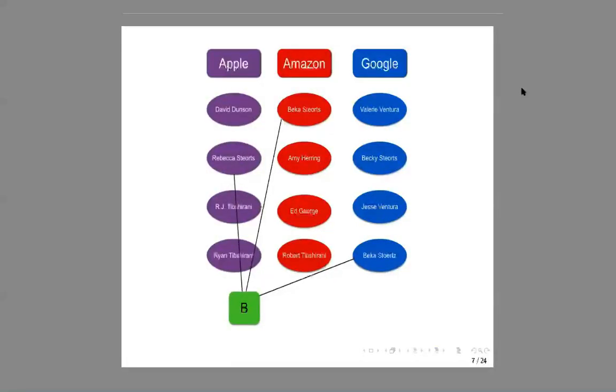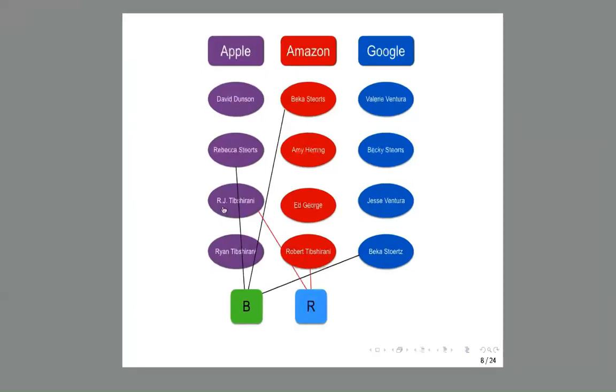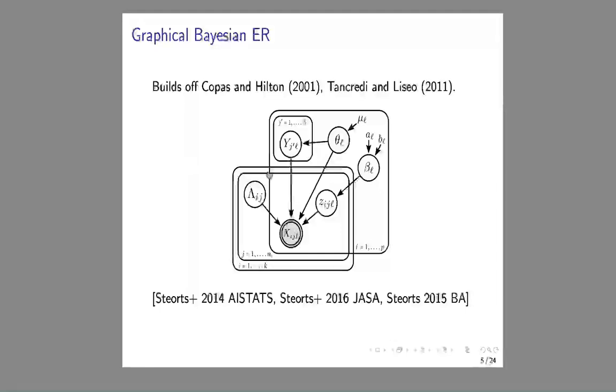So again, this is how we think about how this works. I'm going to cluster all the instances of myself to a latent entity B. And then I'm going to cluster all of the Rob Tibshiranis to a latent R to make sure I don't pick up this Ryan Tibshirani. And then I'm going to keep going. So again, this is one iteration of the Gibbs sampler. Now, a Gibbs sampler doesn't work here, and the reason is because this linkage structure is very high dimensional.